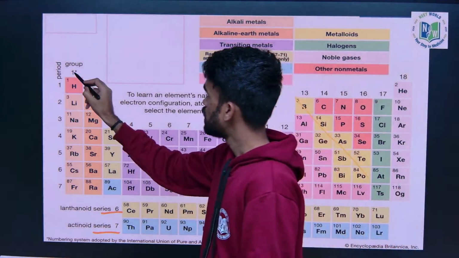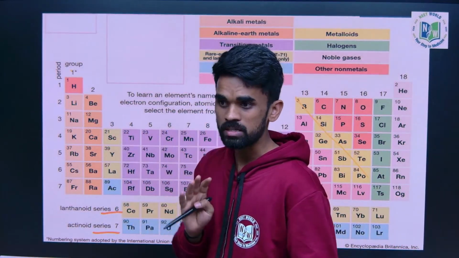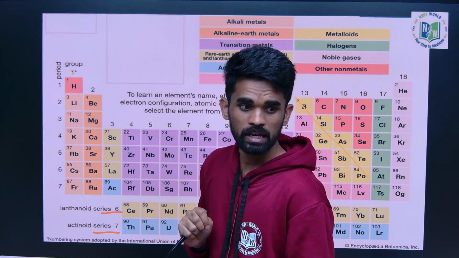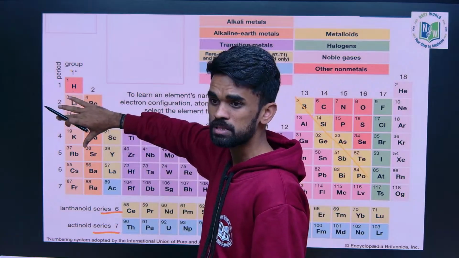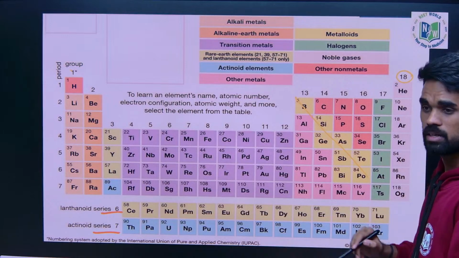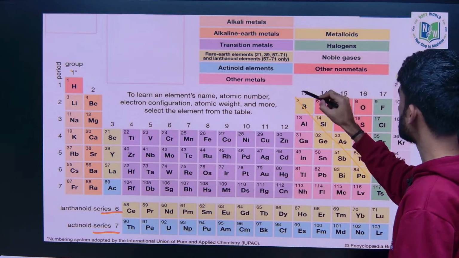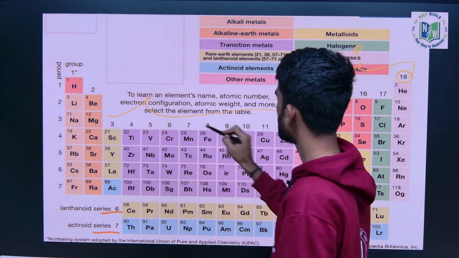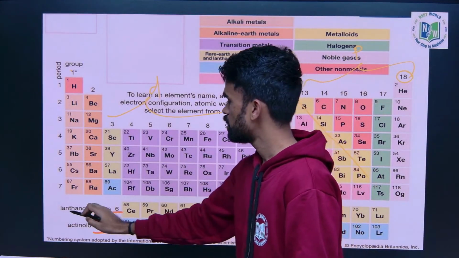There are 4 blocks in the periodic table. What are the blocks? S, P, D, F. These first 2 groups are S, and these 13th to 18th are P. From here to here is D, and this bottom is F.